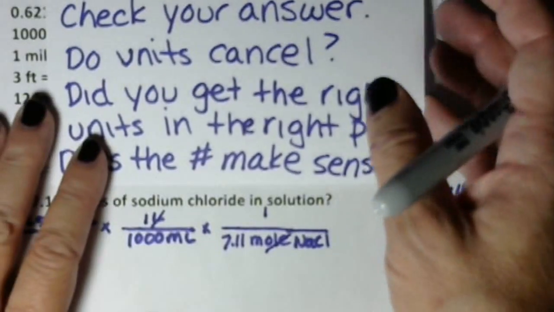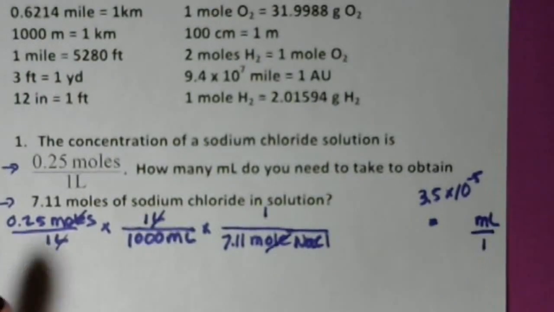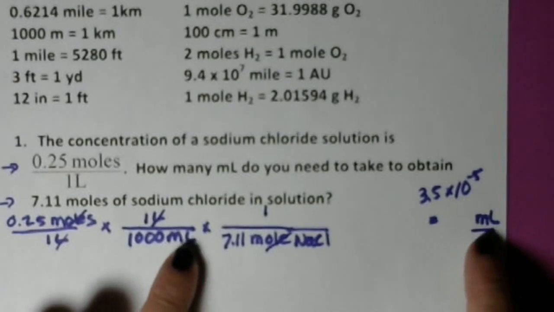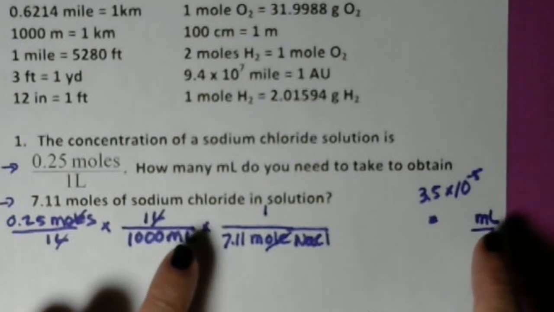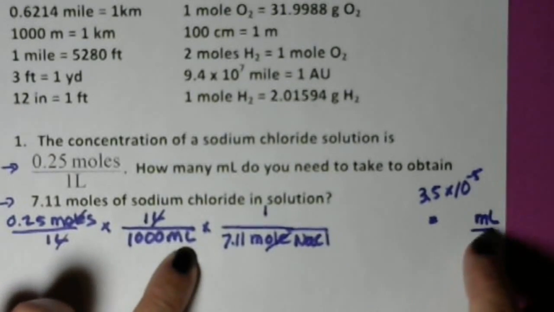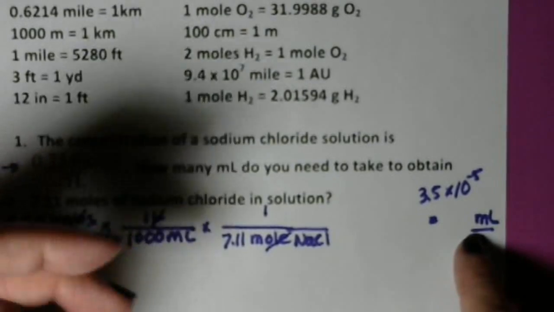So now what happens? I've got to fix it. The problem is I have the right units, but they're in the wrong spot. Well, this is a pretty easy fix. The only thing wrong with this problem is the units are on the bottom. They should be on the top. So I just need to flip it.